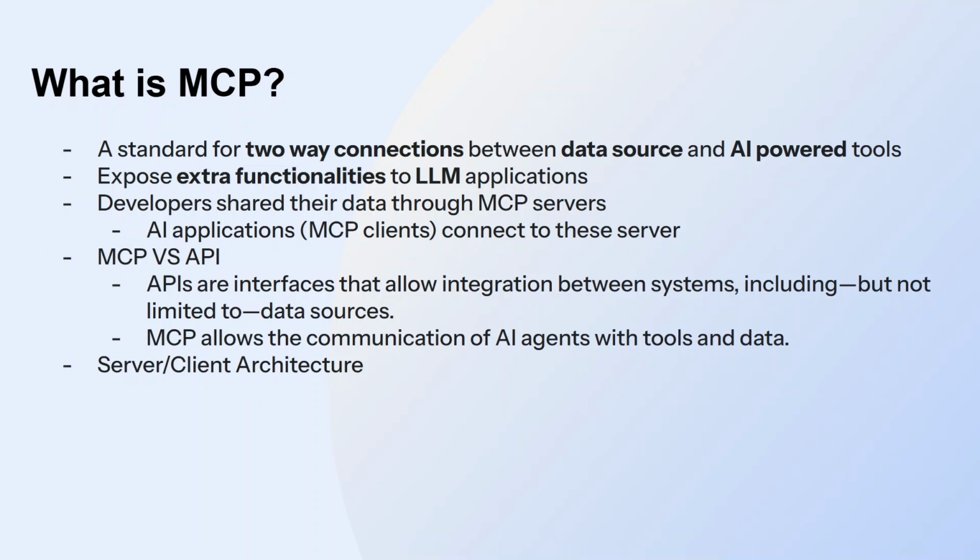API is an interface which allows the integration between the systems and also data sources. On the other side, MCP is allowing the communication between the AI agents, tools, and the data, and it is providing a standard way. So if the API behind these tools is changing, you don't have to change anything in terms of the communication with the MCP. So this is giving you a robust way in order to keep the development the same as before. MCP is based on the server-client architecture that we are going to see soon an example about this.